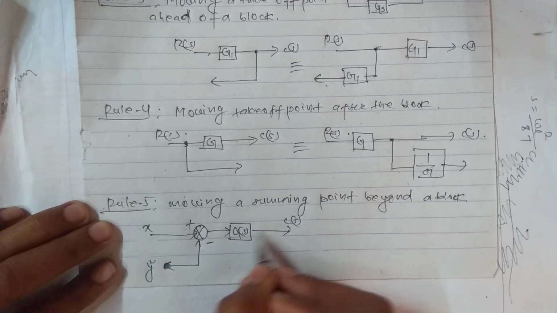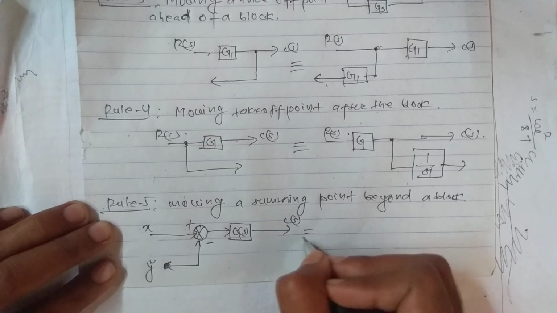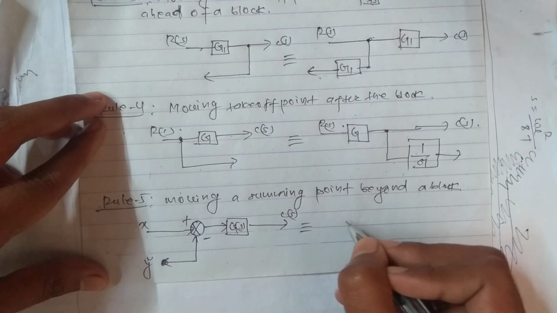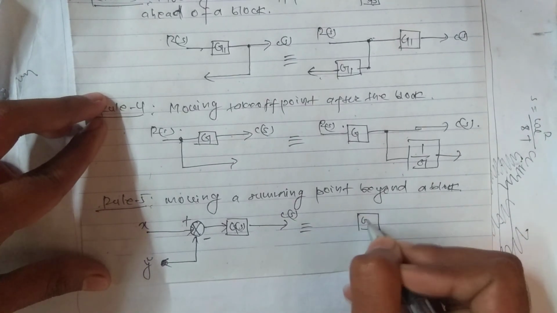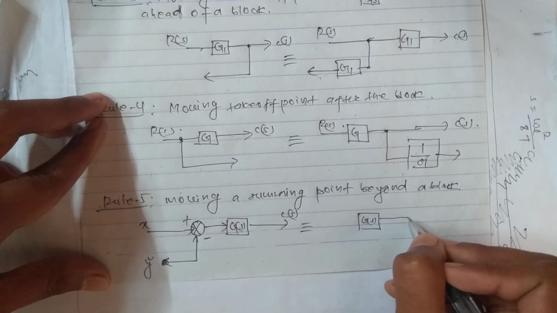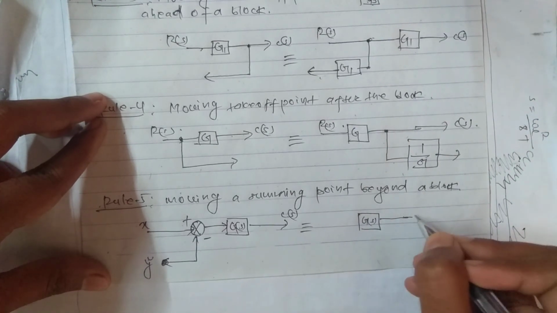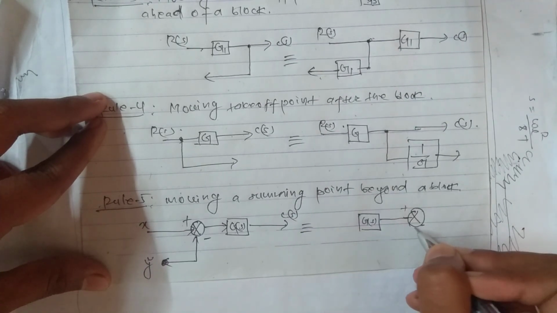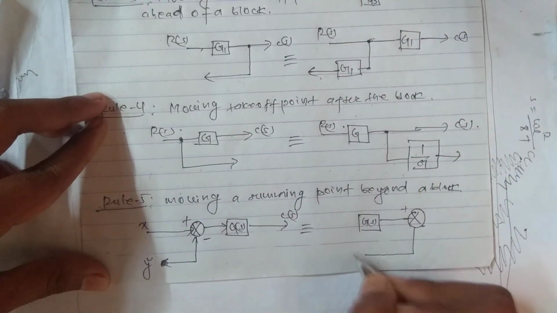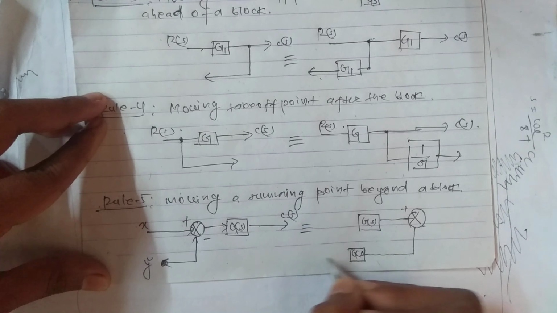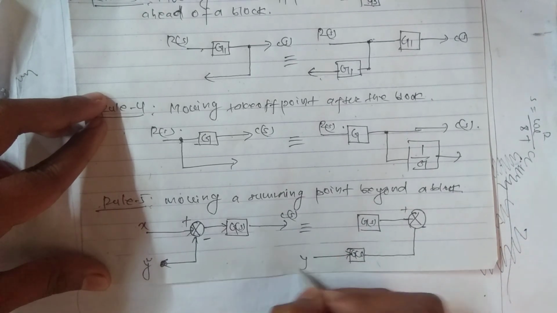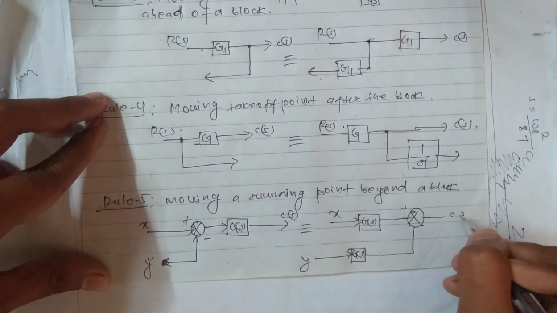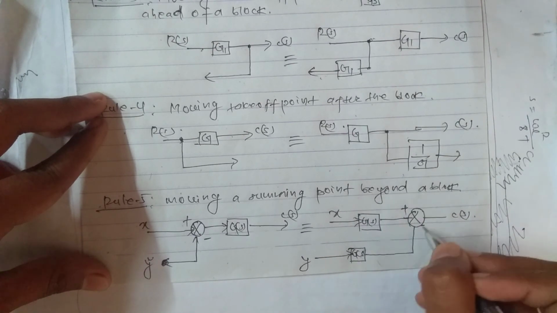Suppose we need this summing point here and this block should be here, so our equivalent block will be here. Suppose we need G(S) here and the summing point should be beyond the block, so our summing point will be here with plus, and here minus, and here will be G(S). And X will be here and C(S). Here it is plus and it is minus.